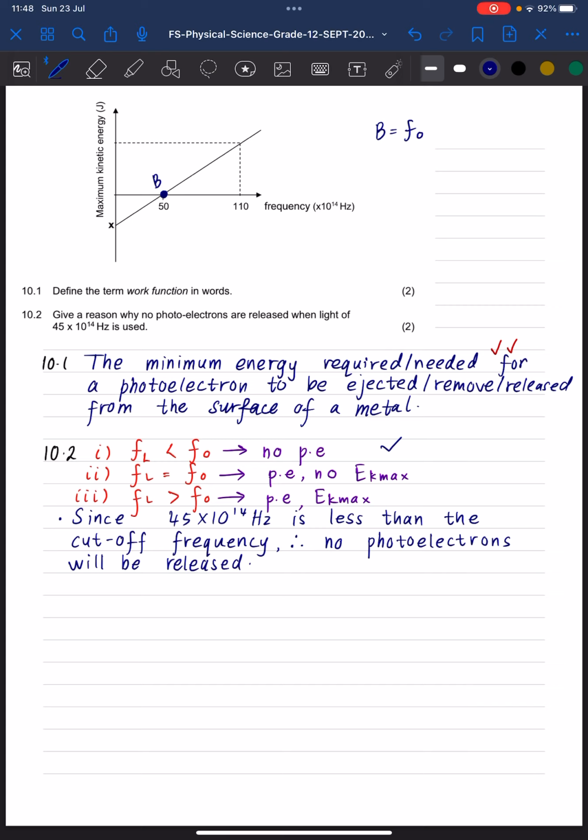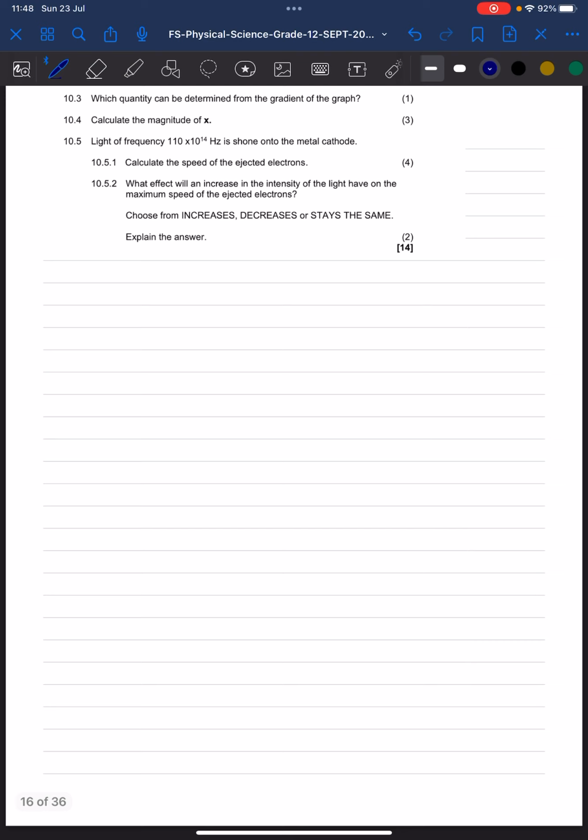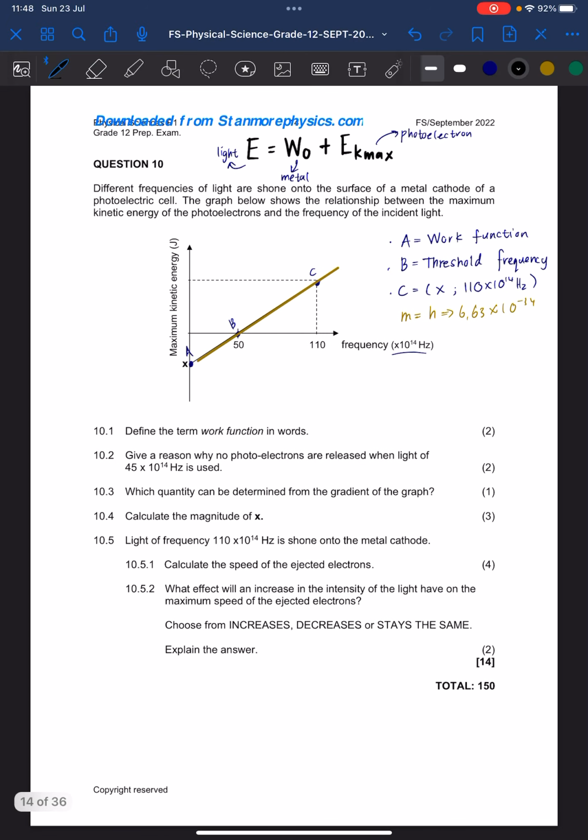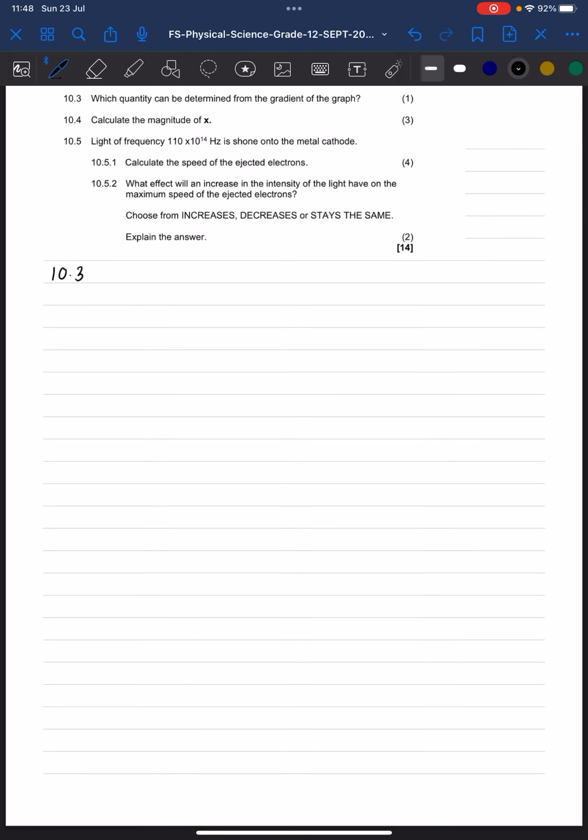Right, let's move on to the next question, 10.3. Which quantity can be determined from the gradient of the graph? We already talked about this. This is old news. If you know what to expect, if you know the breakdown of the graph, this is already old news. So we say that the gradient of the graph is Planck's constant. The quantity that can be determined from the gradient of the graph is Planck's constant. Or you can put the term h to support what you're saying as well.